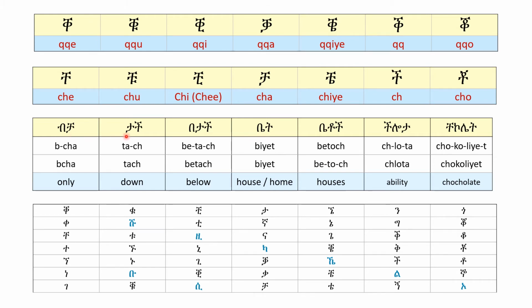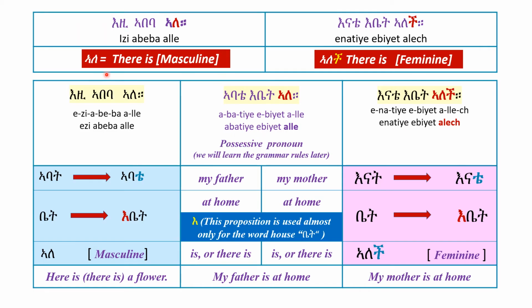Please try to read these letters. You remember the sentence እዚህ አበባ አለ. I had promised you to repeat this part because in Amharic we have masculine and feminine nouns.